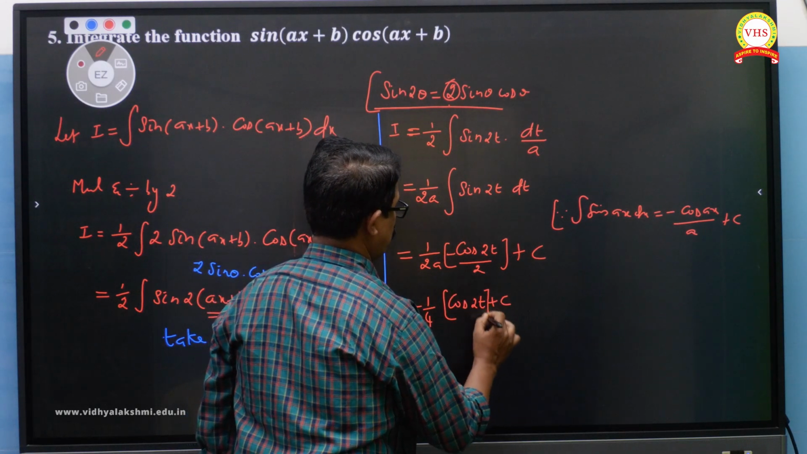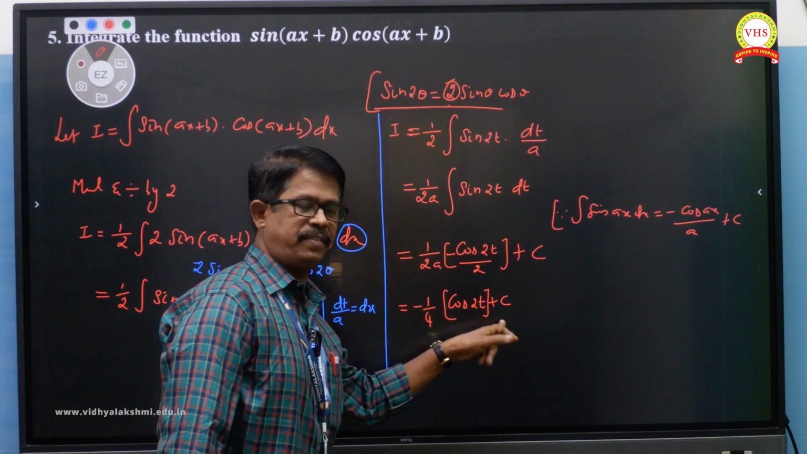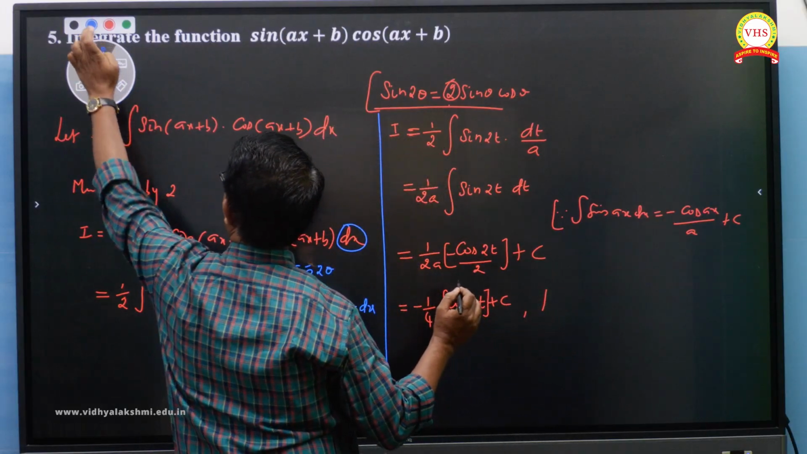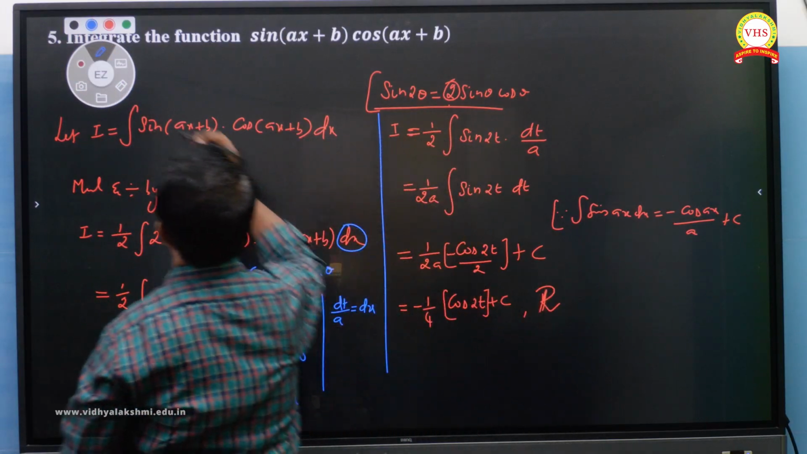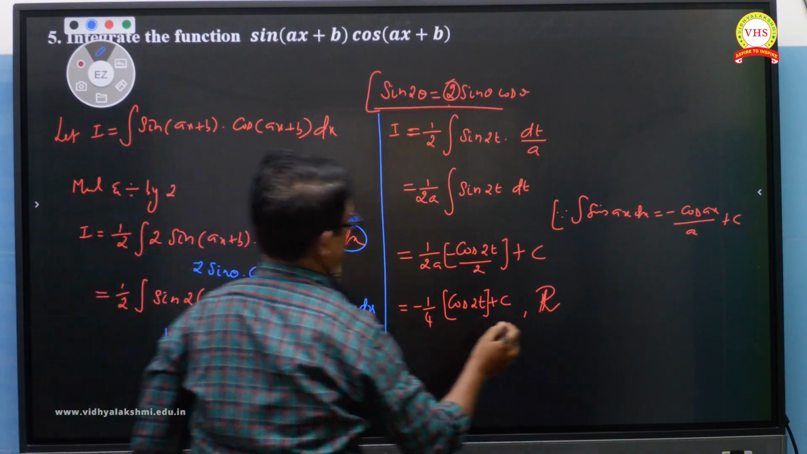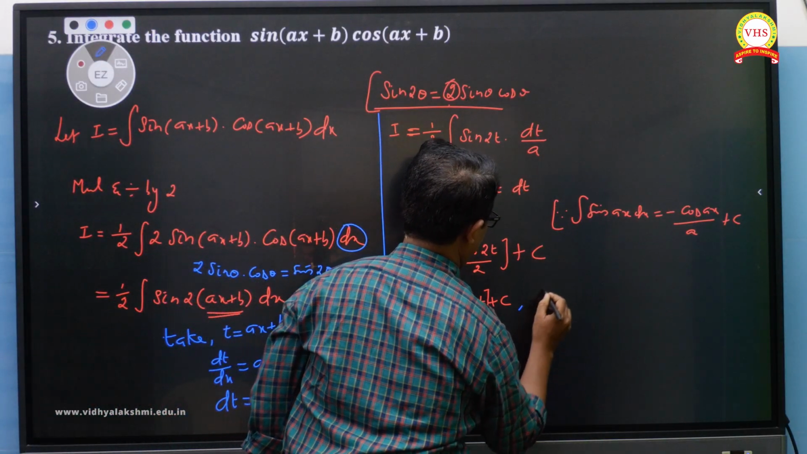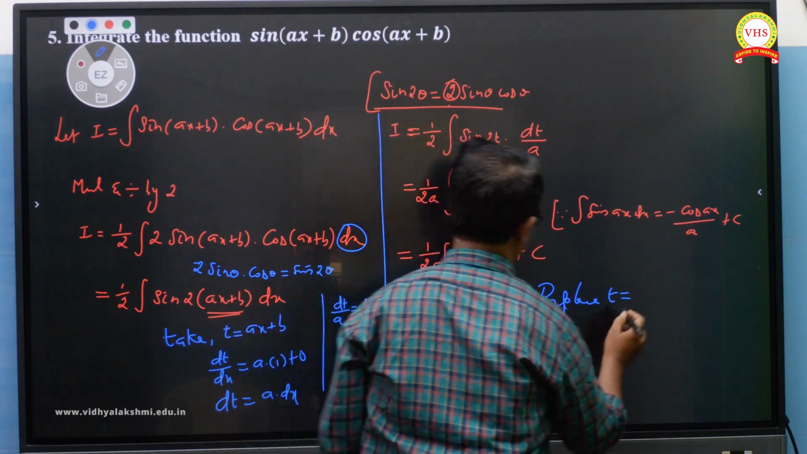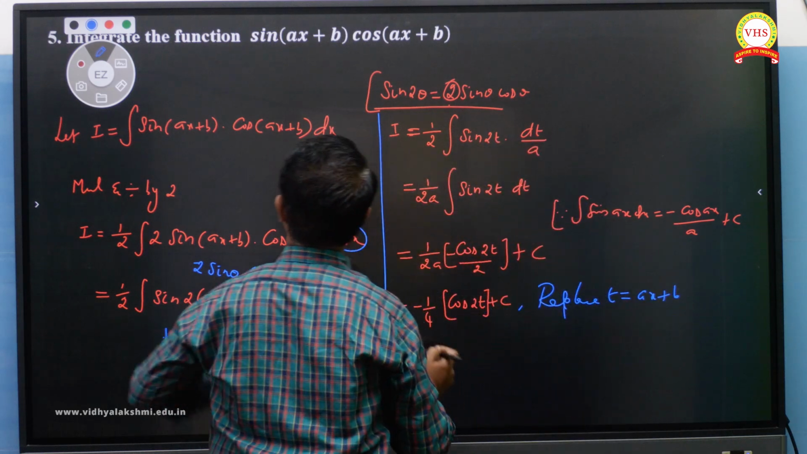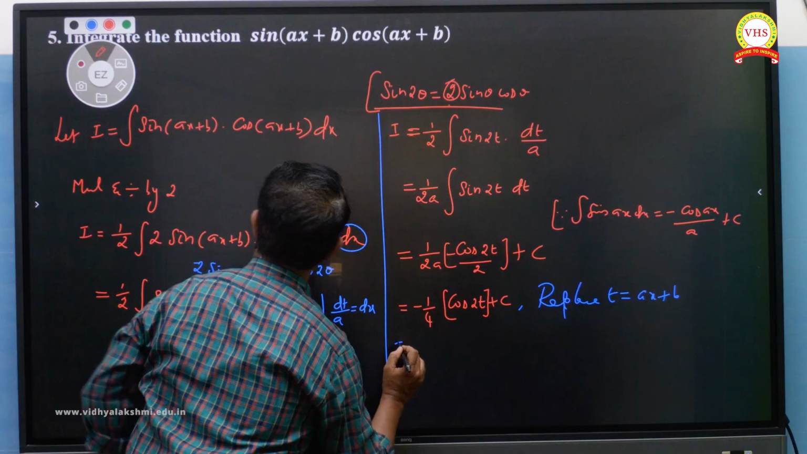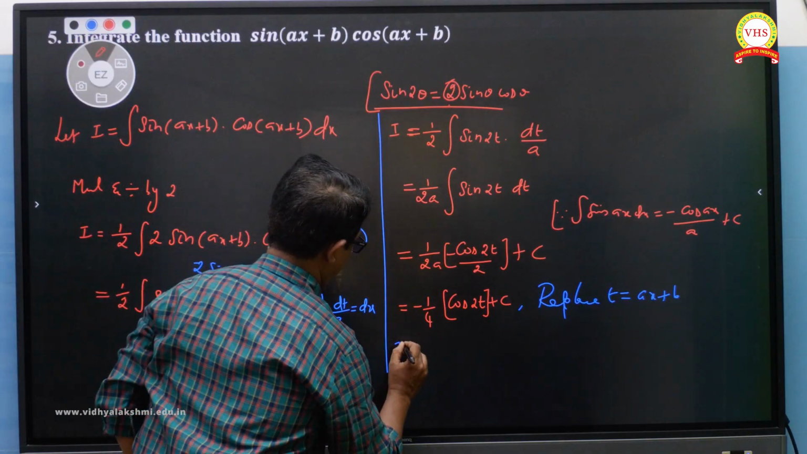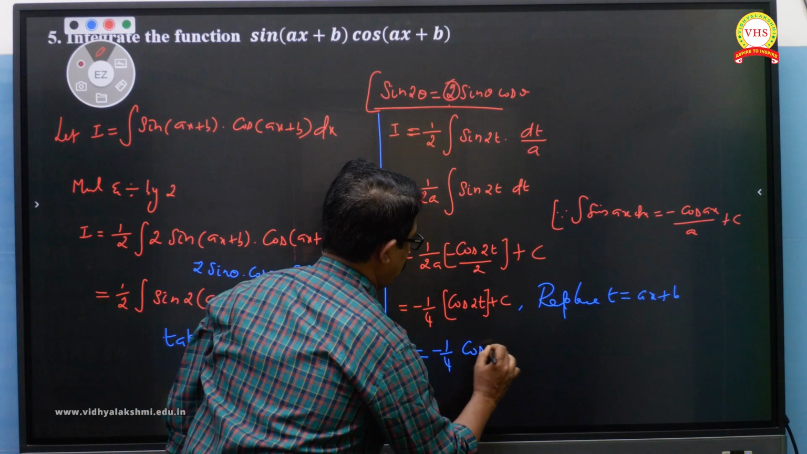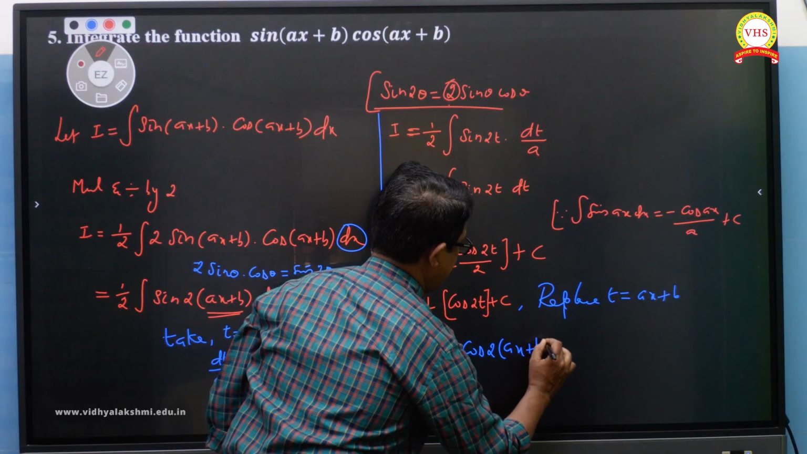So we are unable to stop here because the answer is in terms of t. What we are going to do? To change into in terms of x. Now replace t equal to, what we assigned as t value? Ax plus b. Then what is the final answer? Now I equal to minus 1 by 4, cos of 2 into ax plus b, plus c.